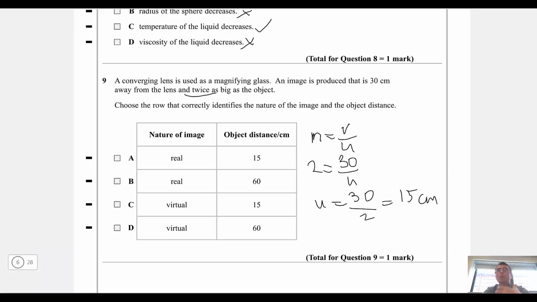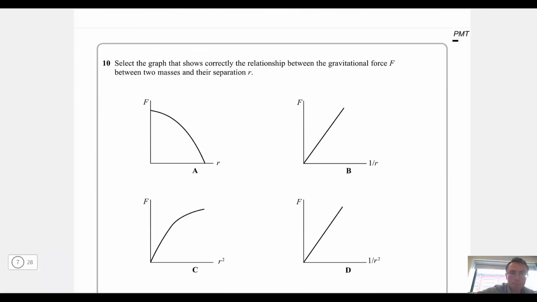This will be virtual because it will be on the same side, and therefore, a virtual image will appear to be there even though it's not actually there. 15 centimeters, correct answer is C. Okay, I think we've got just one more.